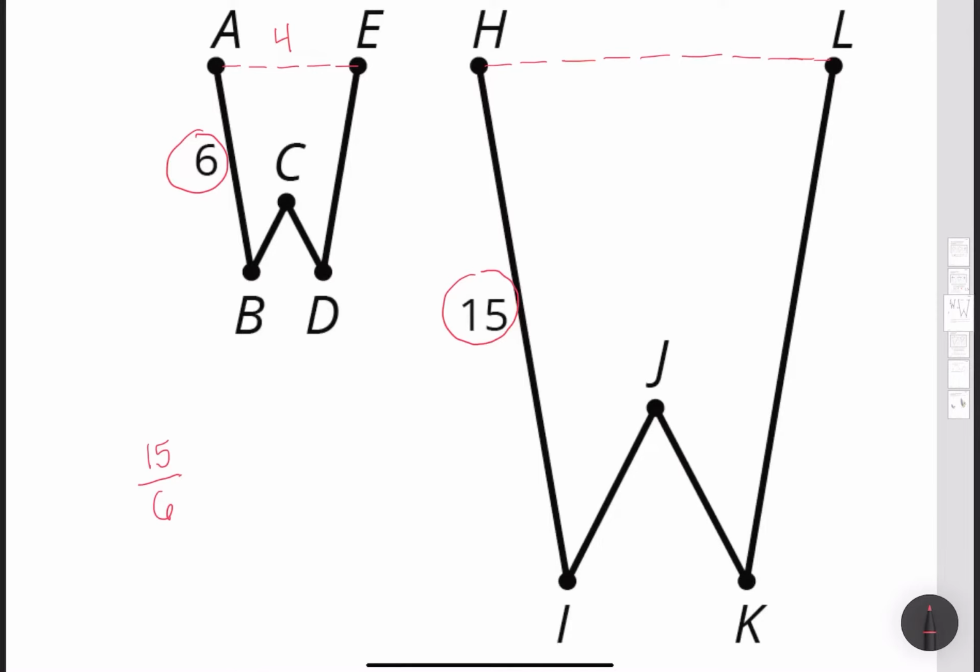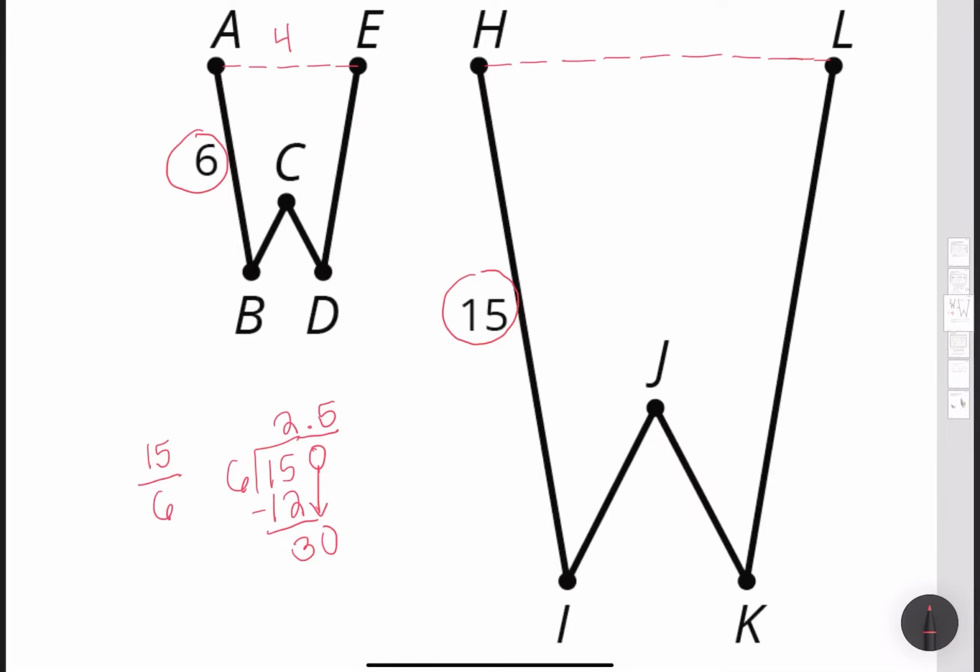When I divide 15 by 6, I'm trying to find the scale factor, or what was multiplied. So 15 divided by 6. How many times can 6 go into 15 without going over? That would be 2. And then I add a decimal and I add a 0, drop it down, and then it's 2.5.